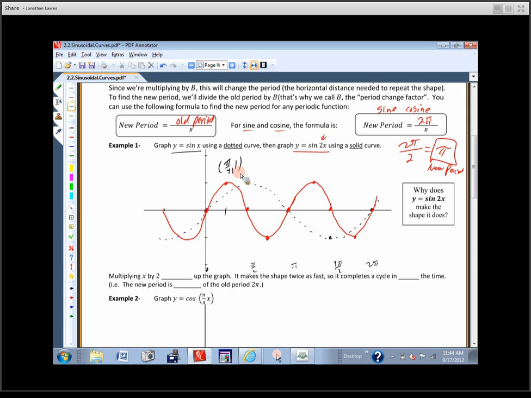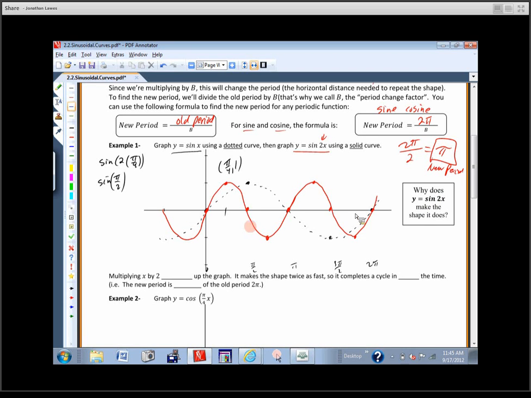Remember, a point can't be on the graph unless it works in the equation, right? So let's see. If I plug this into that function right here, what do I get out? So I'd get the sine of 2 times pi fourths. Well, what's 2 times pi fourths? Pi halves. What's the sine of pi halves? Sine of pi halves is 1. So did I get the right point? Okay, that's a perfectly good question. If you think about that with this question right here, why does y equals sine of 2x make the shape that it does?